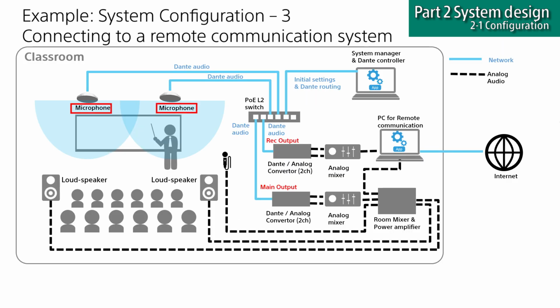Third one, this is an example of connecting to a remote communication system. The audio signal for a remote communication system has to be the rec output of the beamforming microphone. We do not recommend using the main output remotely.